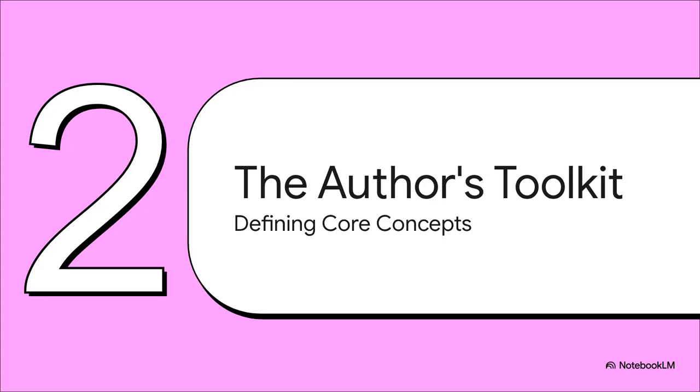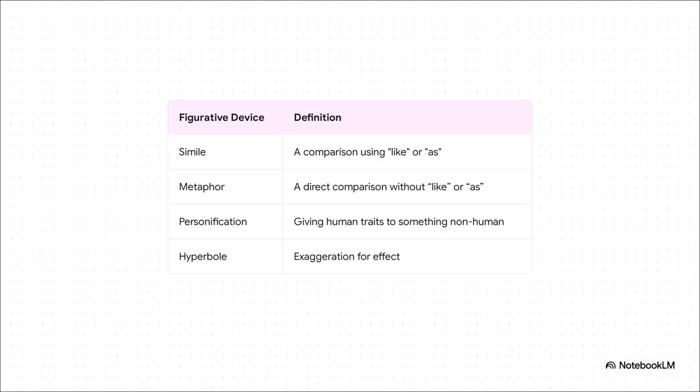Okay, let's pop open that toolkit and see what we're working with. The lesson really hones in on two main things. First, the specific tricks and devices that authors use, and second, the overall feeling or atmosphere that those devices create. So the lesson focuses on four key tools.